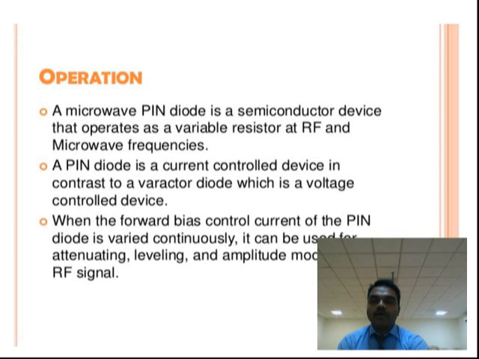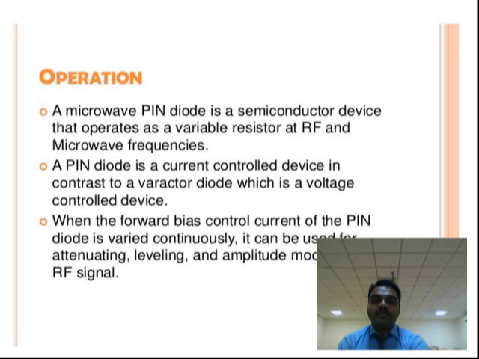Now we will see the operation of the pin diode. A microwave pin diode is a semiconductor device that operates as a variable resistor at RF and microwave frequencies. A pin diode is a current control device in contrast to a varactor diode, which is a voltage control device. As we all know, the varactor diode is a diode with a variable capacitor. So as the biasing voltage of the diode is varied, the capacitance of the varactor diode varies. Since it is a voltage control device, whereas a pin diode is a current control device.